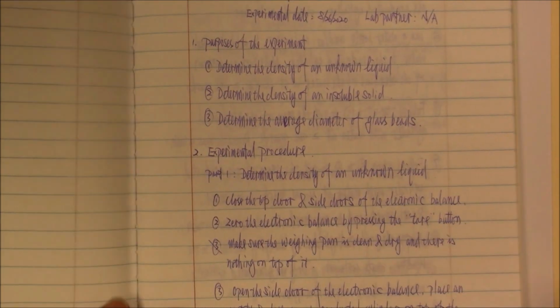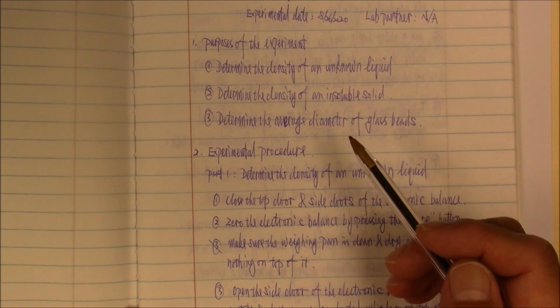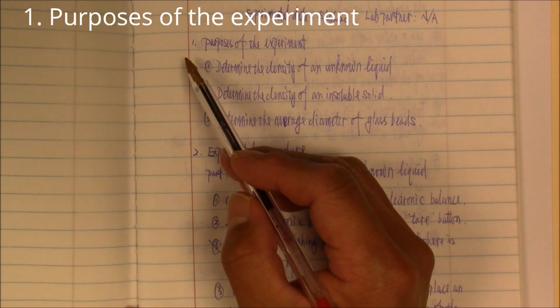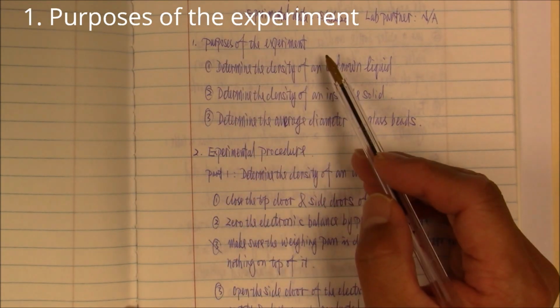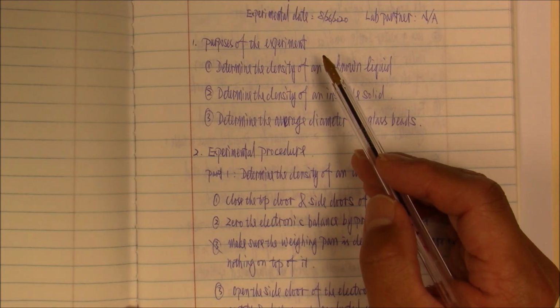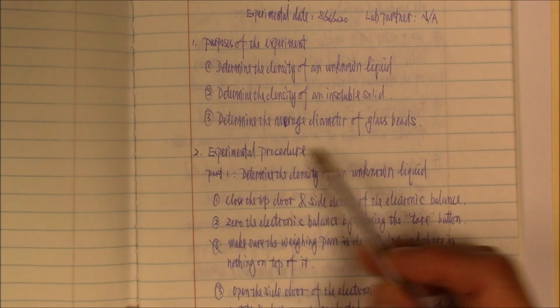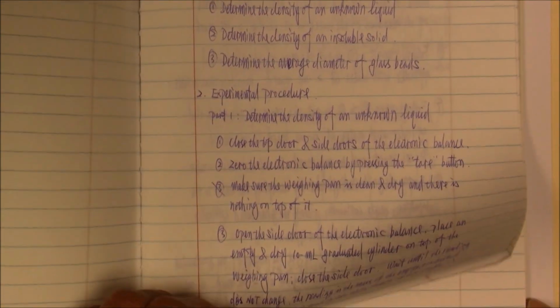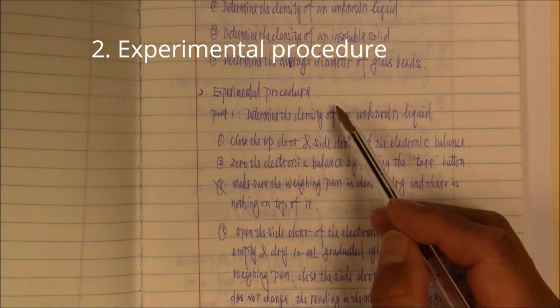There are 3 parts for each experiment's lab notes. The first part is called purposes of the experiment. If you read the handout or you watch the video, you will understand what you're looking for. I mean, the purposes of the experiment. You put them down here. The next part is called experimental procedure.